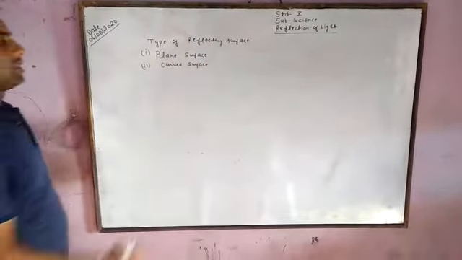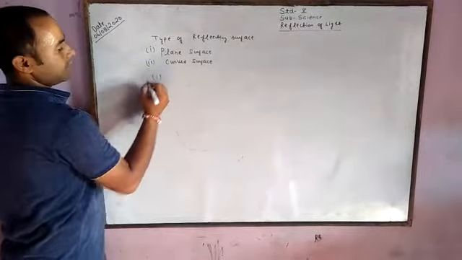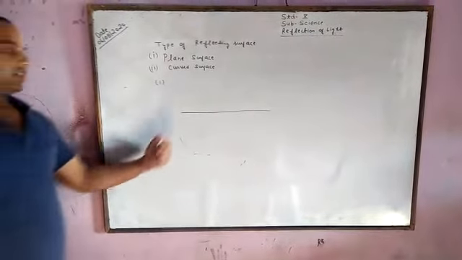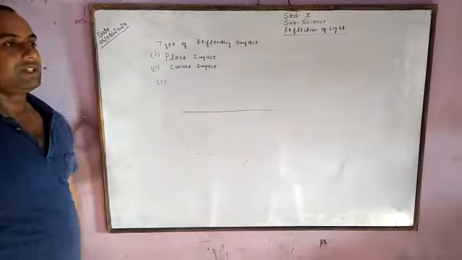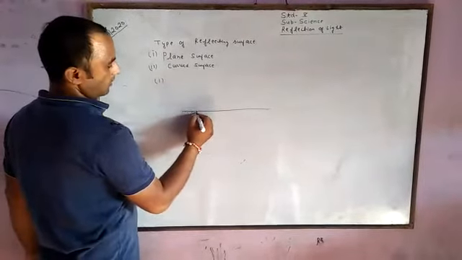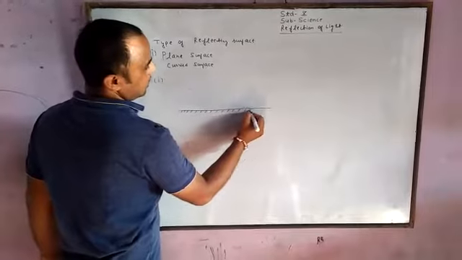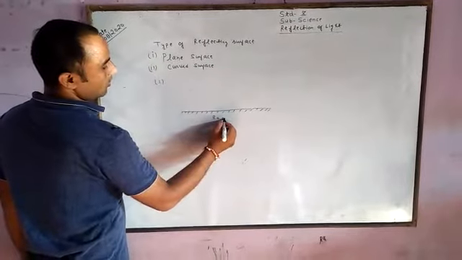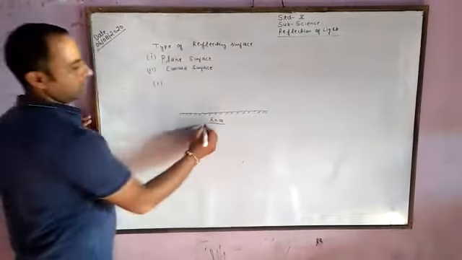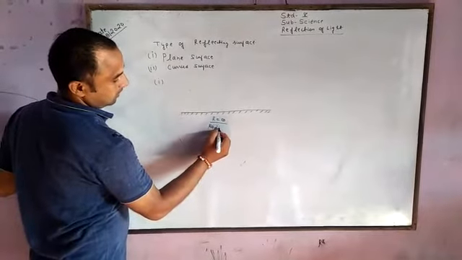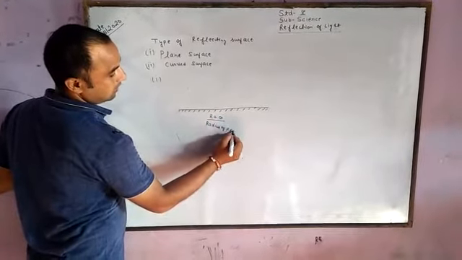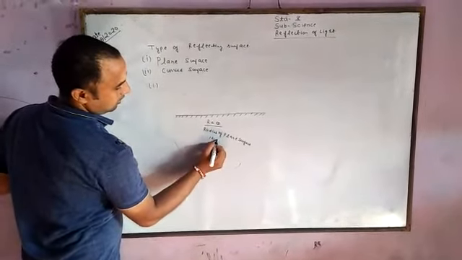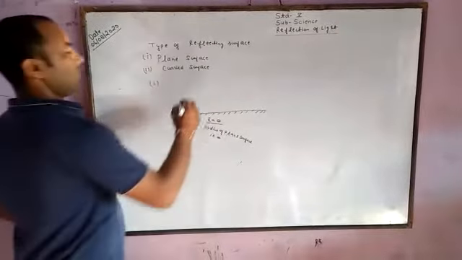First we have to discuss the plane surface. This is a plane surface, and this is a reflecting surface. Technically we can say that the radius of curvature of a plane surface is infinite.